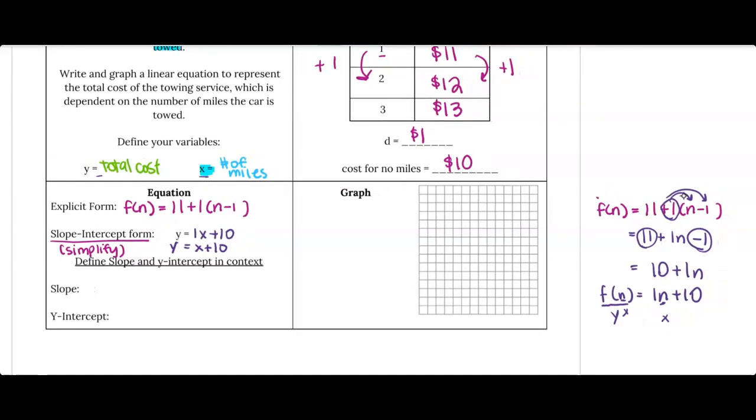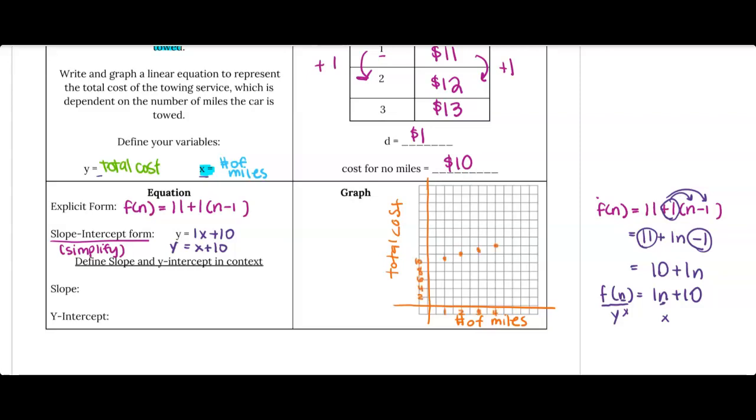Then we see we can graph this equation. So I'm going to graph my equation. My x-axis is my number of miles. My y-axis is my total cost. So I'm going to go ahead and graph those 2 points.